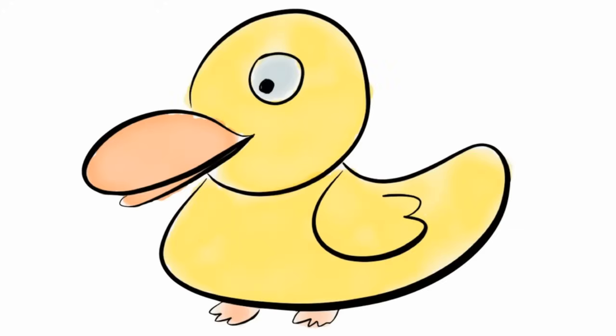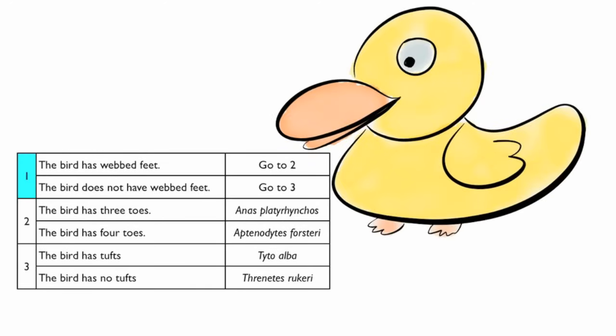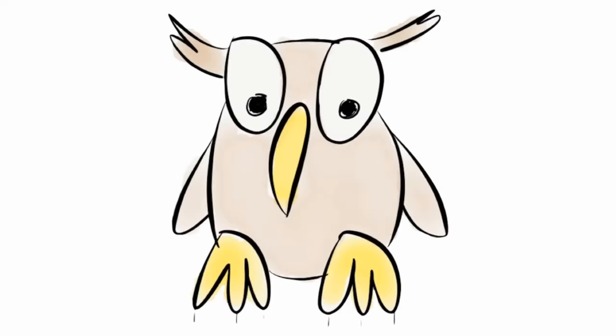Using the same chart, we can figure out the scientific name of the duck. Starting at number one, we see our bird has webbed feet, so we'll go to step two. We have to count the toes. A duck has three. We just figured out the scientific name again. Lastly, an owl.